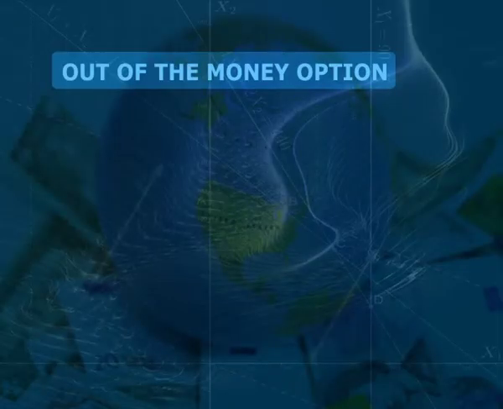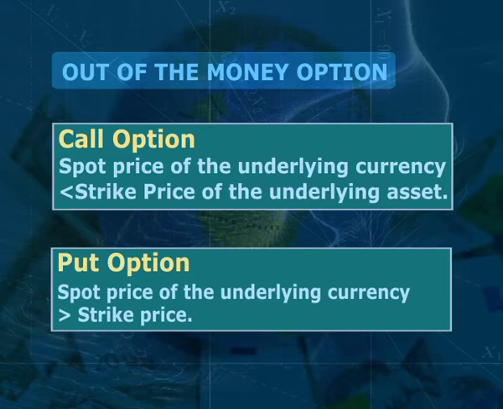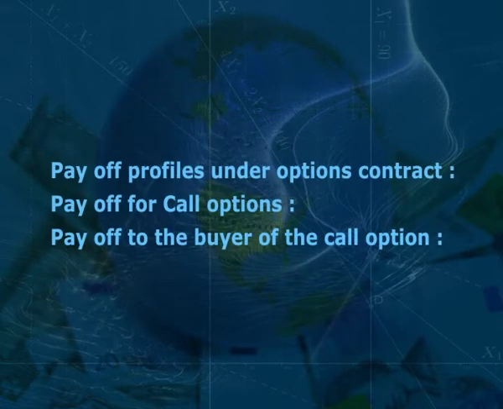Any option which is not in advantage of the buyer to exercise his right is known as out of the money option. It is so because the spot rate of the currency is lower than the strike price of the option contract. Such an option does not have any intrinsic value. A call option is out of the money when the strike price is higher than the market price of the underlying currency. A put option is out of the money when the strike price is lower than the market price of the underlying currency. Payoff profiles under options contract.